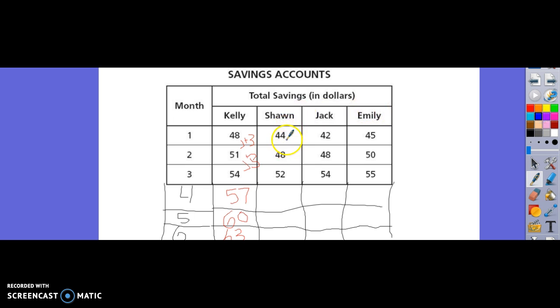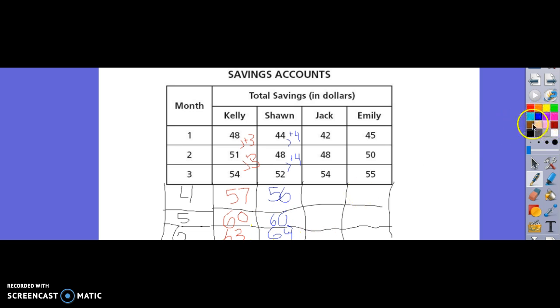Now let's do Sean. Sean went from 44 to 48, 48 to 52. How much is he going up by? $4. So make sure that you mark this down so you don't ever forget the pattern. 52 plus 4 is 56. 56 plus 4 is 60. 60 plus 4 is 64. As of right now, who is saving the least amount of money? Kelly or Sean? Kelly. Because Kelly's total is 63, Sean's is 64.